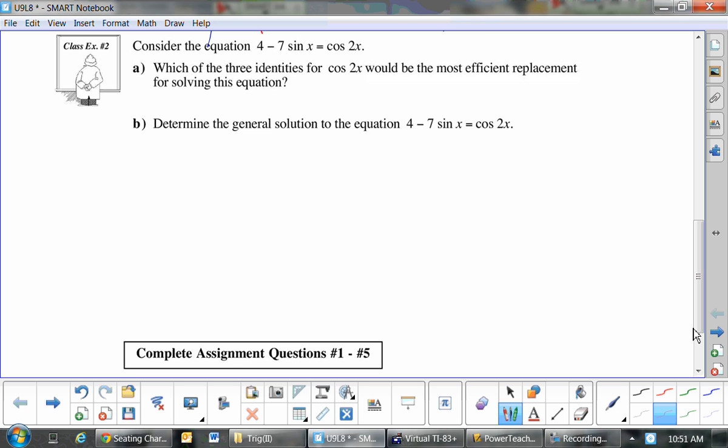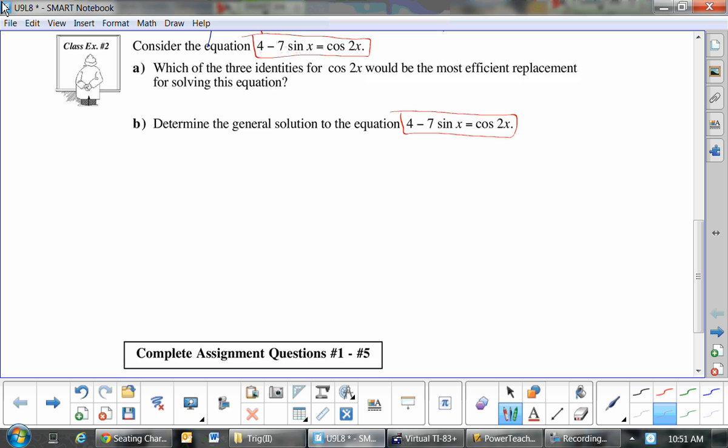Okay, now this one says consider this equation. 4 minus 7 sine x equals cos 2x. And then it wants the general equation. General means to keep it going and going and going. Now, first question that I would ask, who would you get rid of here? The sines or the coses to get them all the same?